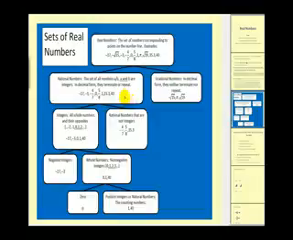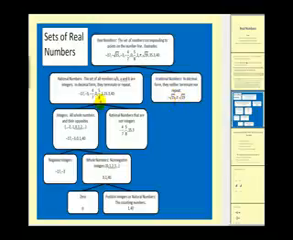However, if we look at irrational numbers, in decimal form, these neither terminate nor repeat, so they go on forever without a pattern. So if you take the square root of 19, or you look at the digits of pi, it goes on forever, but there's no pattern in the decimal part of the number.